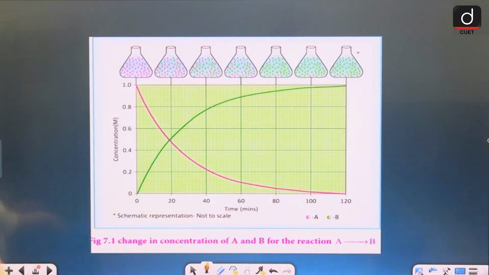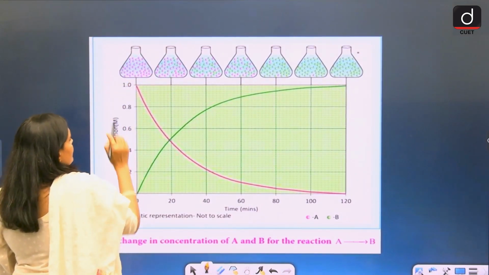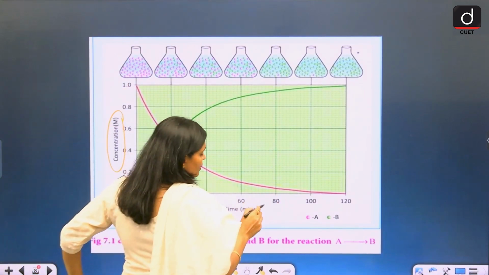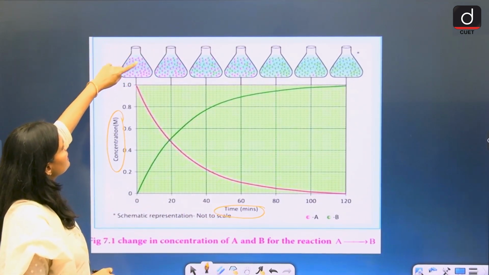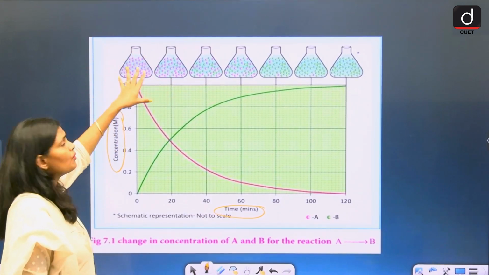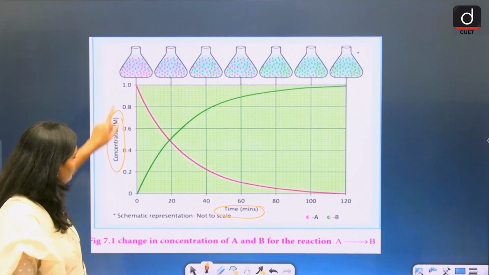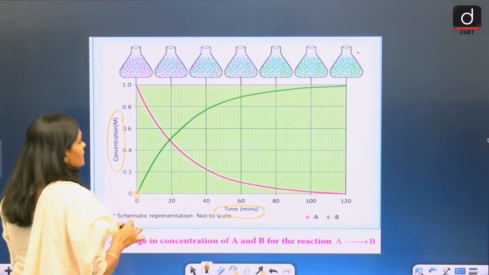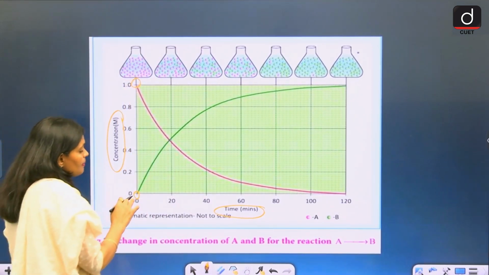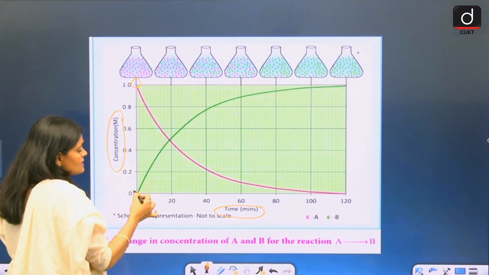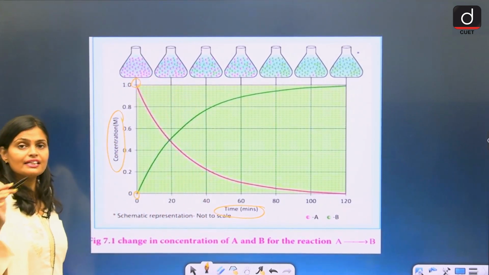You may also understand this with this graph. See, this vertical line tells you about the concentration and this horizontal line gives you the time in minutes. This is the flask having pink color molecules, and the concentration of pink color molecules is higher. At time 0, at 0 minutes, you have 1 molar concentration of this pink molecule. As the time passes and the reaction starts, the pink color molecule starts converting into a green color molecule. So pink is the reactant, green is the product.